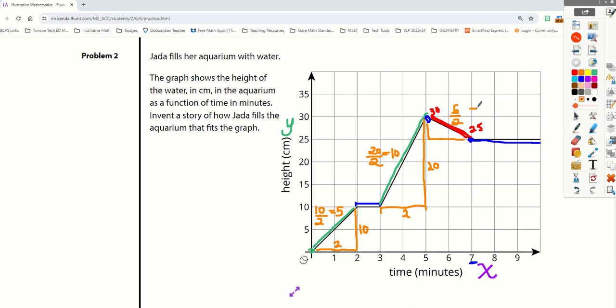This would be a negative, what? 2 goes into 5 2 times, so 2.5. So she's losing 2.5 centimeters of height per minute. Okay, negative. And then once we get to the 0 slope, there's no change. Time is still ticking, but the tank is not increasing or decreasing in water.